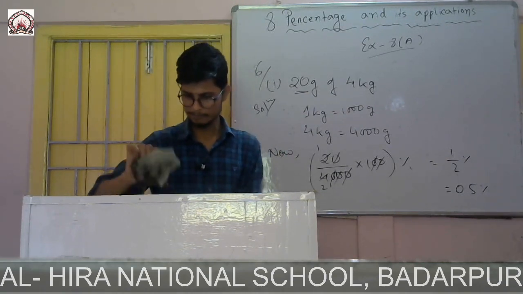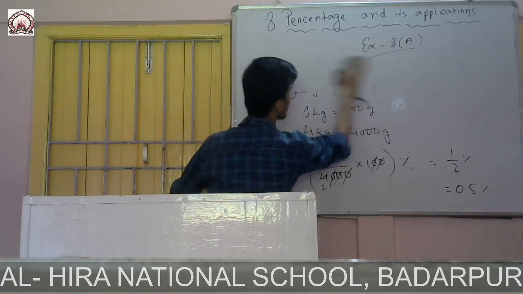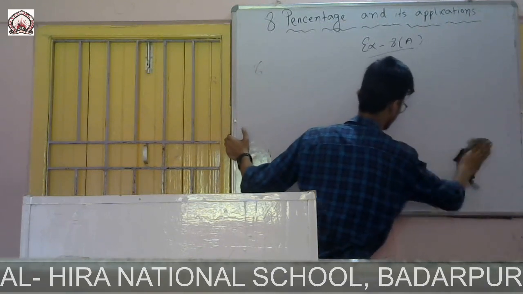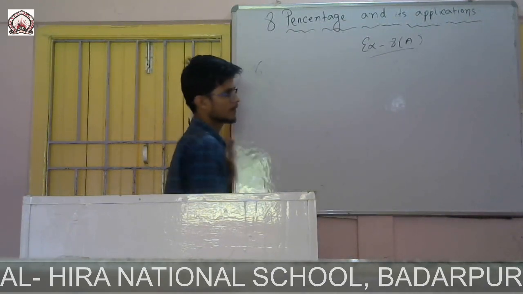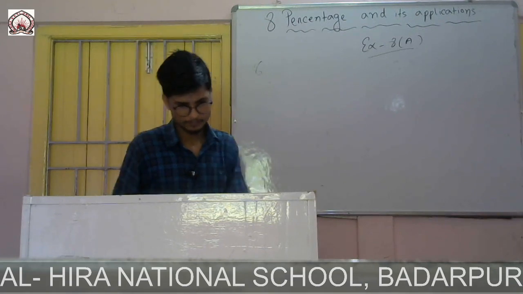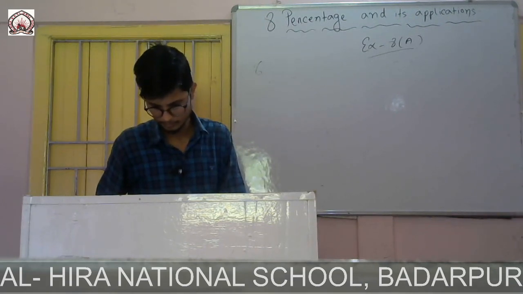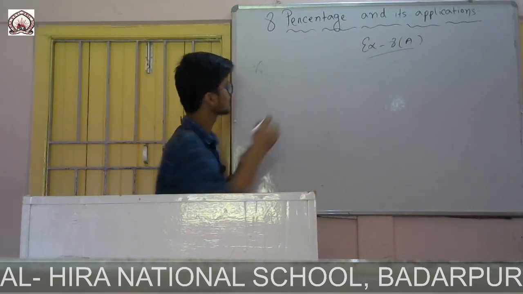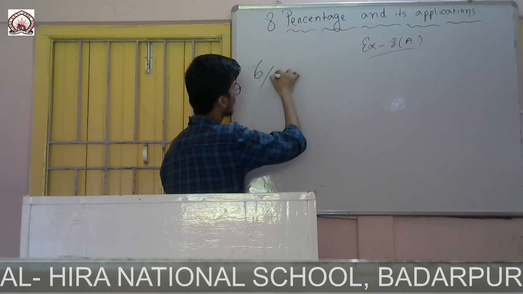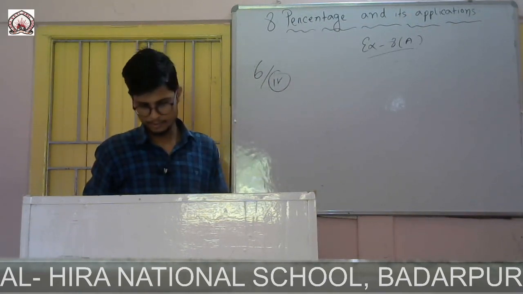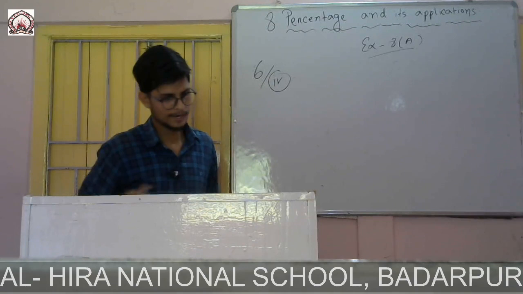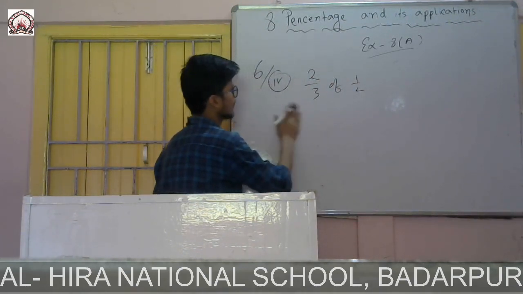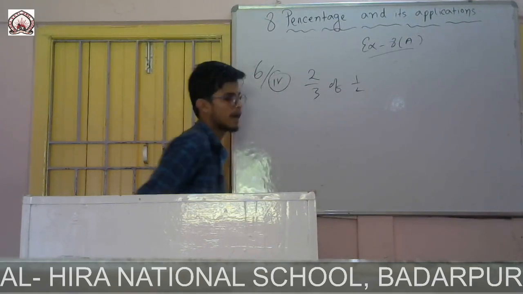So I will do now Roman number 4. There is no unit, only two fractions are given. Question number 6, Roman number 4. Question is given 2 by 3 of 1 by 2. 2 by 3 of 1 by 2. That means what is the percentage of this one in half.